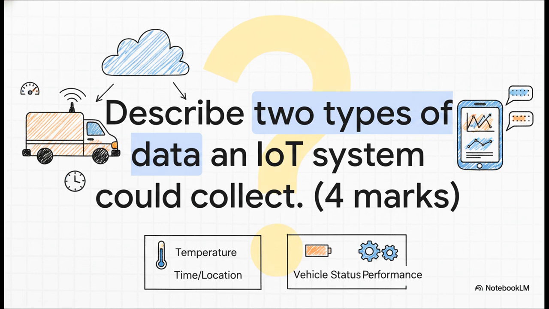Okay, next question is all about IoT. Imagine you're a company monitoring a fleet of delivery vans. Describe 2 specific types of data that the IoT sensors on those vehicles could be collecting. What would you want to know?